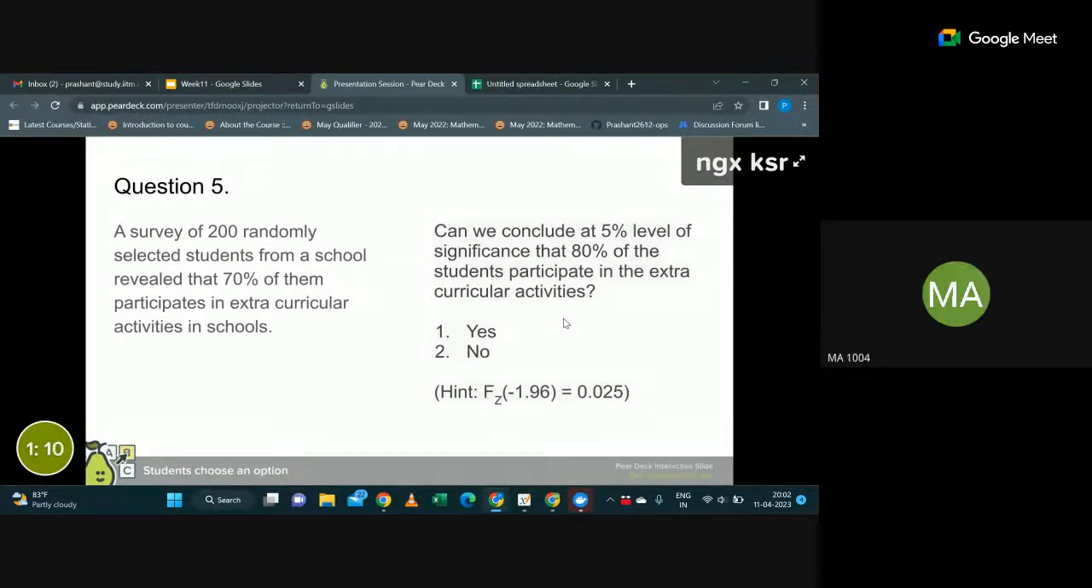Yeah, there is something like this. See, what's given in the question? That the school revealed that 70% of them participate in extracurricular activity. That means I can consider the mod of 0.7 minus 0.8. You can directly consider the Z test also from there. Means the difference between 0.7 and the hypothesis, 0.7 minus 0.8, divided by the square root of the variance.